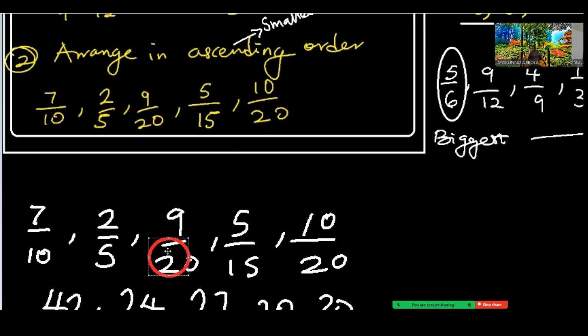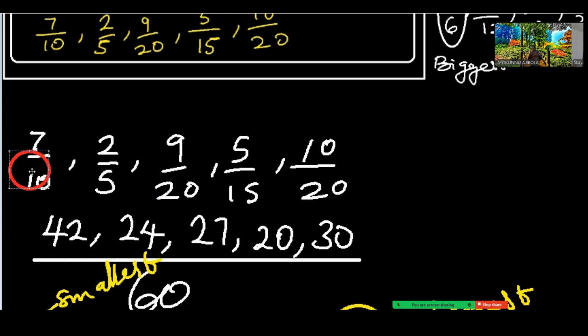Now the second one, we want to arrange from the smallest to the biggest. Look at all of the denominators. Pronounce all the denominators for me.